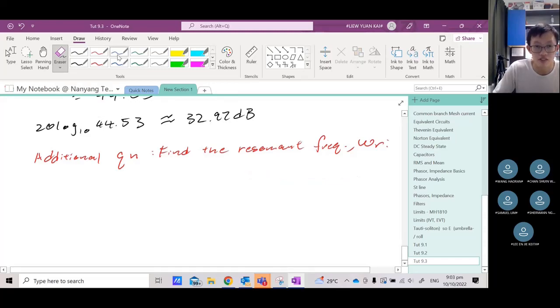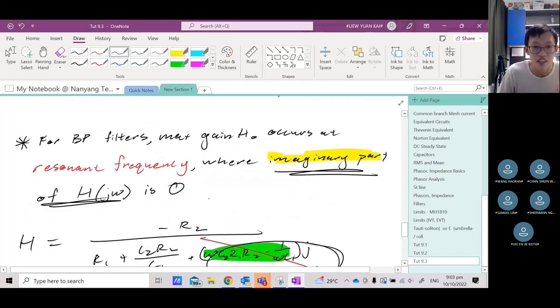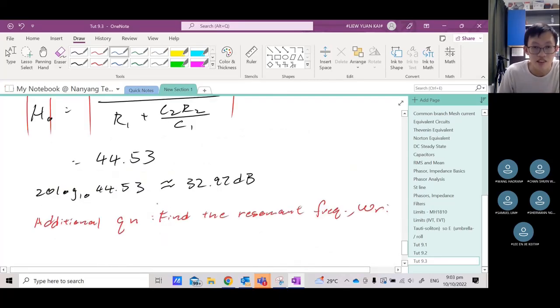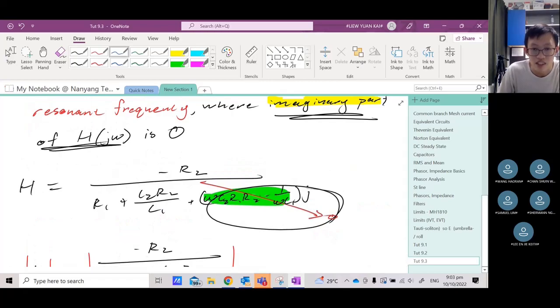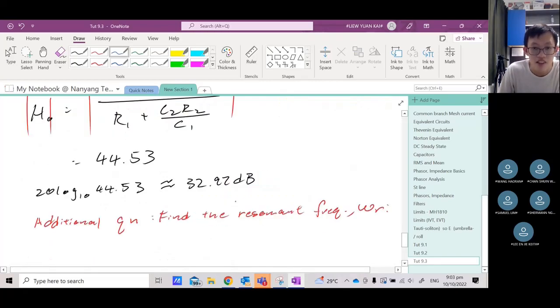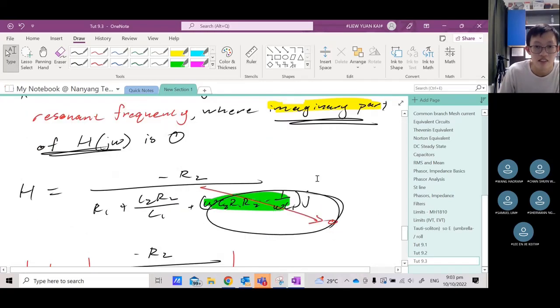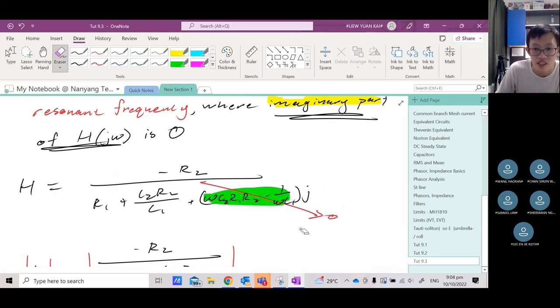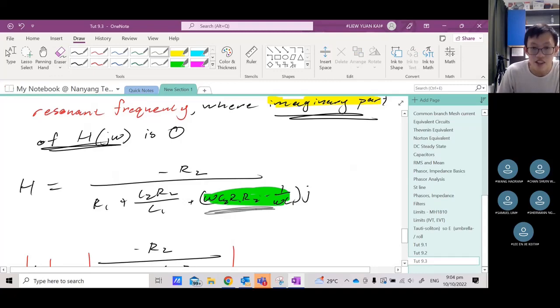So what is the condition for resonant frequency again? Like I said from the top here, resonant frequency occurs when the imaginary part of this function is equal to 0. So what do we do? Take a look at our H function. This part that I highlighted is equal to 0. So let us just clean this up first. Take the green highlighted part and then equate it to 0.